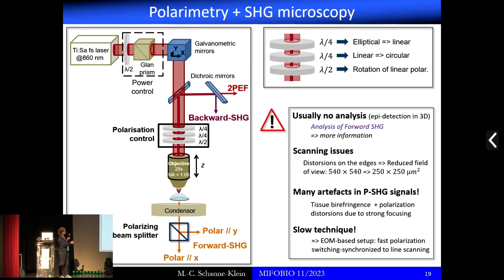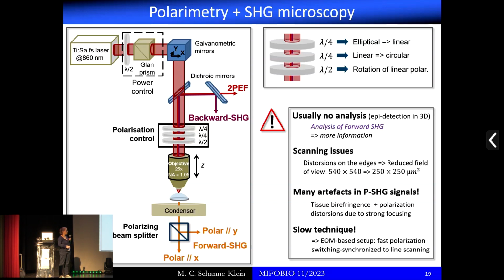To mention also that this experiment may be tricky because of distortion of the polarization. Because of the scanning, usually the polarization is not so perfect on the edges. So sometimes it's necessary to reduce the field of view. And even then, when we have deep, thick tissue, the birefringence of the tissue will distort the polarization. And of course, because of the strong focusing, there is also some distortion of the polarization, for example some axial polarization. So it's possible to take these effects into account and to correct them.